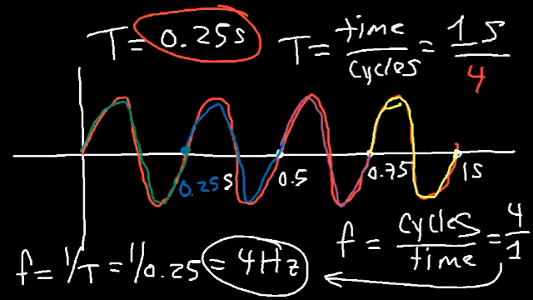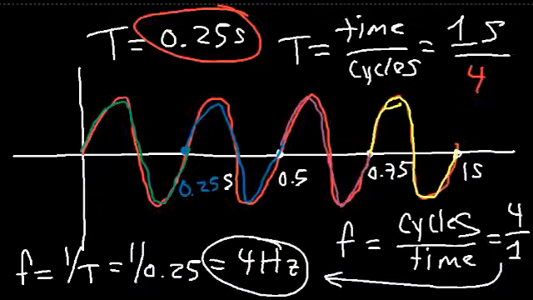So there are many ways in which you can calculate the period or the frequency. If you can find one, then you can find the other. You just got to find out which way is easier. Now let's try one last example with graphs.